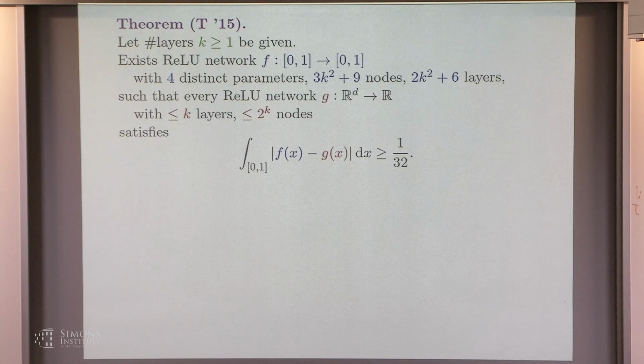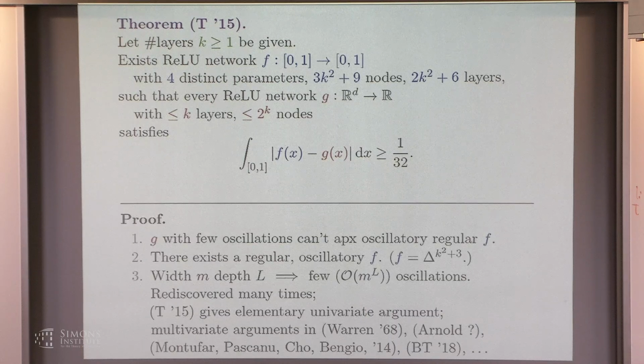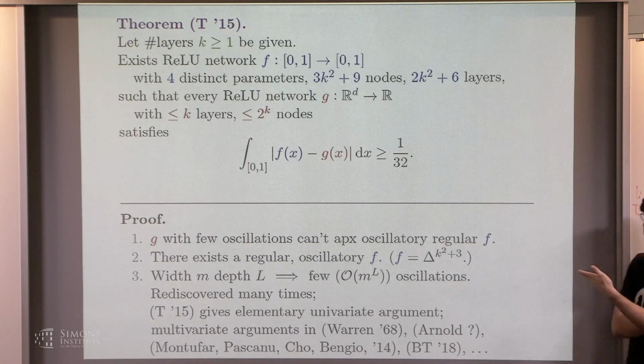If your size is less than exponential, then you can't approximate anything that has k-squared layers. Okay, so just a few comments on this proof. Here's how the proof goes. Step 1 is this intuitive claim that if I have a highly oscillatory function, it cannot be approximated by a few oscillation function. Okay, so that's the intuitive claim. That's part of the proof.